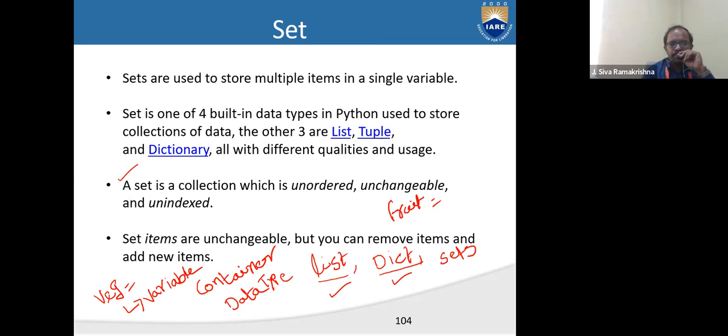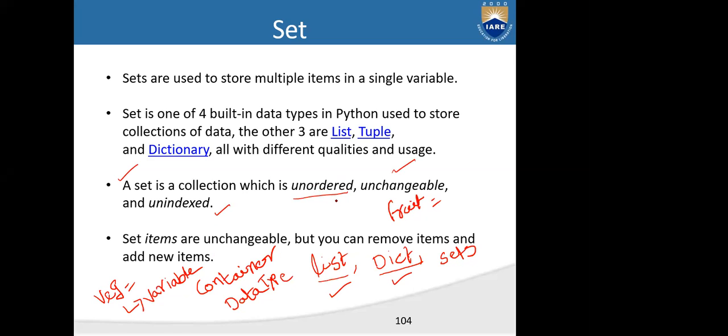Set is unordered and unchangeable. So what is it? Unordered, unchangeable, as well as unindexed. So what are these three? What is meant by unordered?